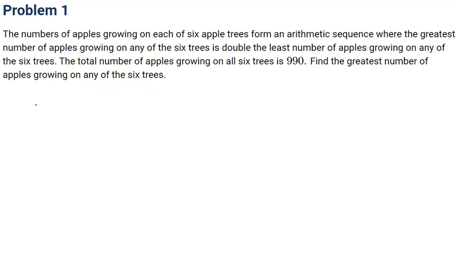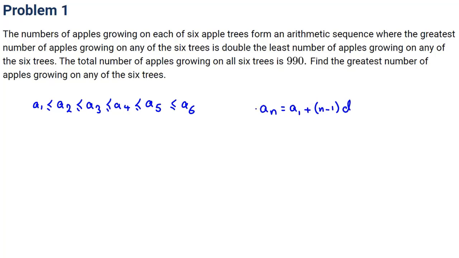Suppose, for example, the numbers are A1, A2, A3, A4, A5, A6, and you can also say less than or equal. They form an arithmetic sequence: the number of apples in the first tree, second tree, and so on. So we know the formula of an arithmetic sequence is a_n equal to a1 plus (n minus 1)d. When you have an arithmetic sequence, use this basic formula and you can solve the problem. Okay, let's use this.